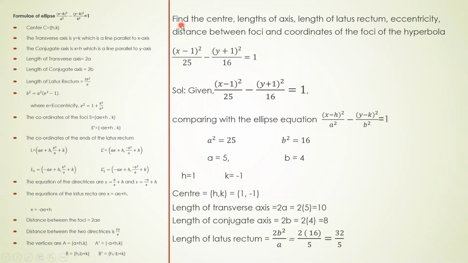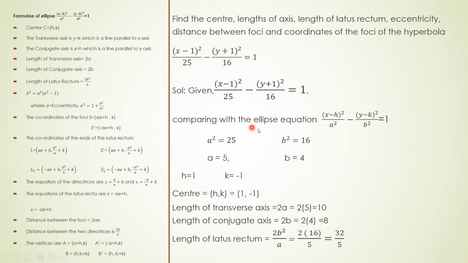So let us take the problem. Find the center, length of axis, length of latus rectum, eccentricity, distance between foci, and coordinates of the foci of the hyperbola. The given hyperbola is x minus 1 whole square divided by 25 minus y plus 1 whole square divided by 16 is equal to 1. This is the given problem.